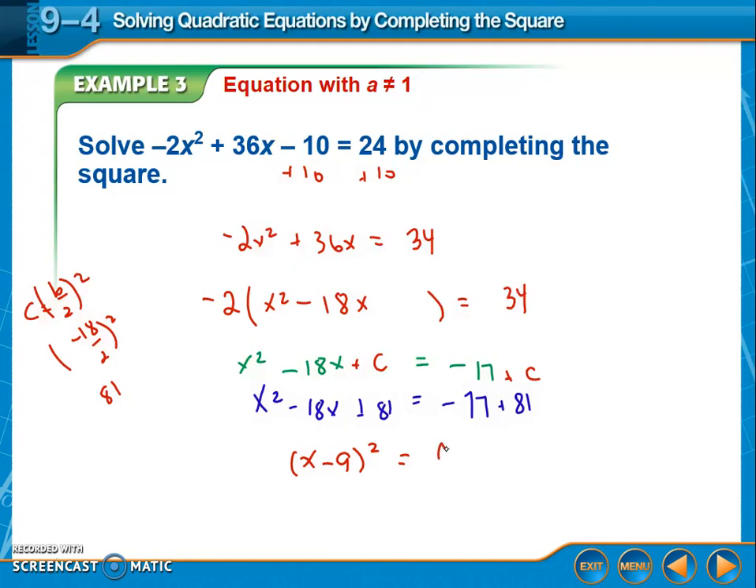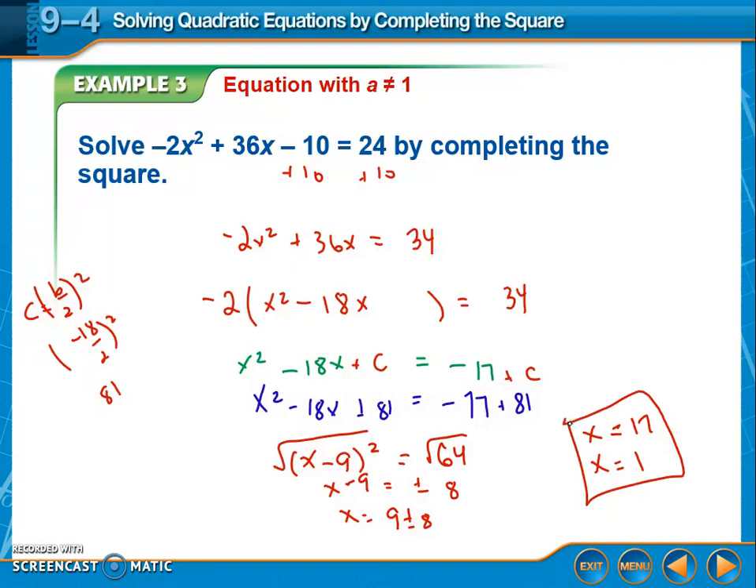64. So from here, to get x by itself, I want to do the opposite. I want to get rid of this squared, so I'm going to do the square root of both sides. And I get x minus 9 equals plus or minus 8. So then I get x equals, adding 9 to both sides, 9 plus or minus 8. 9 plus 8, I get 17. And 9 minus 8, I get 1. So your answers are x equals 17 or x equals 1.